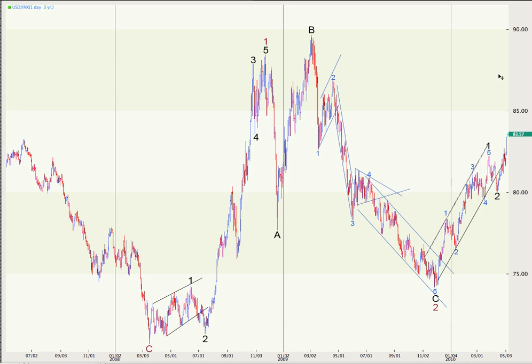Targets for the end of primary wave 3: in the first instance about 91.91 is where it will reach equality with primary wave 1. It's more likely to be longer though, so a next upside target about 102.87 is where primary 3 will reach 1.618 the length of this wave 1.